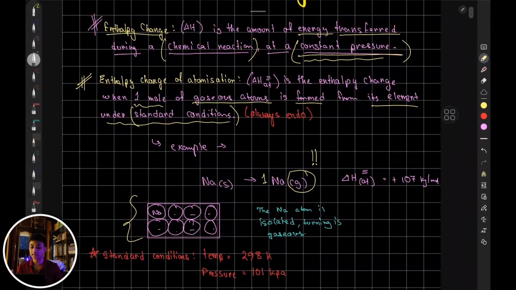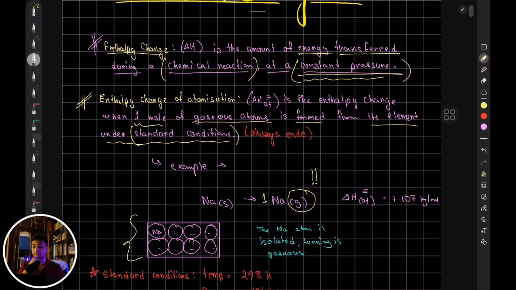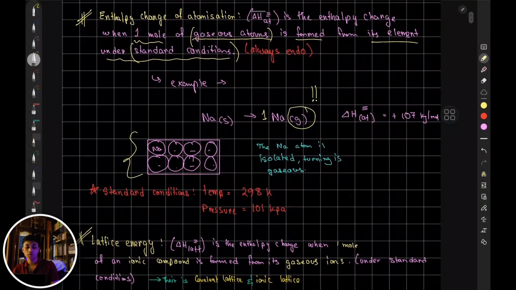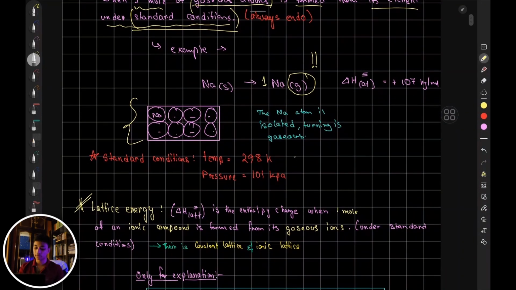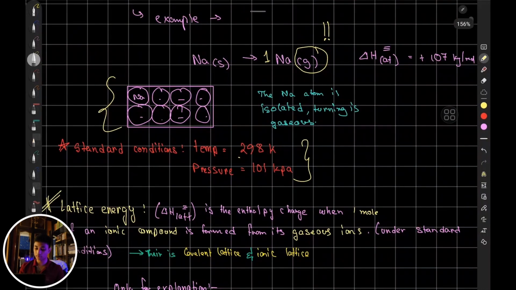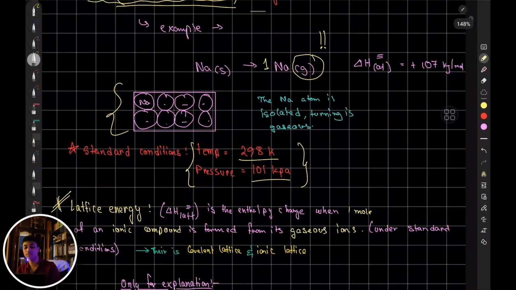So again, the definition is: enthalpy change of atomization is the enthalpy change when 1 mole of gaseous atoms is formed from its element under standard conditions. So you're going to see this being mentioned quite a bit, which is standard conditions. What does this mean? These are the conditions where 298 Kelvin is the temperature and 101 kilopascals is the pressure. You should remember this because in a lot of calculations, you might be required to use these values.